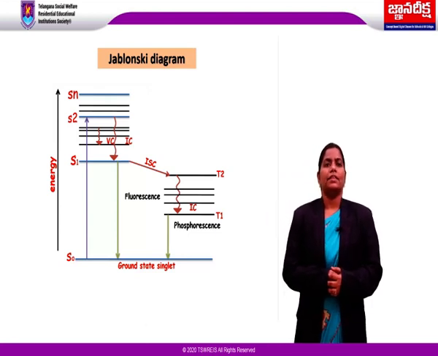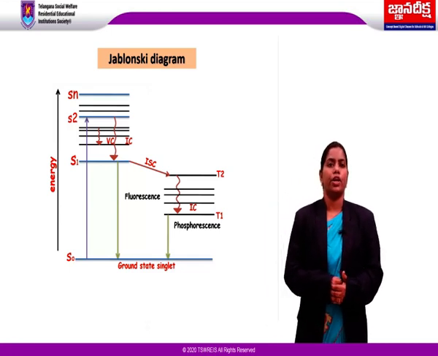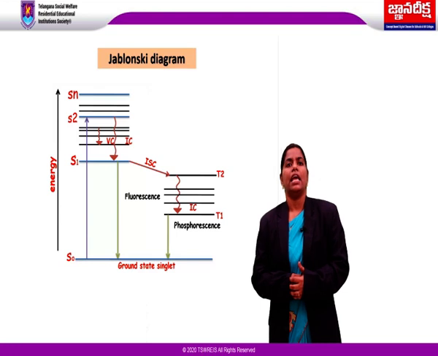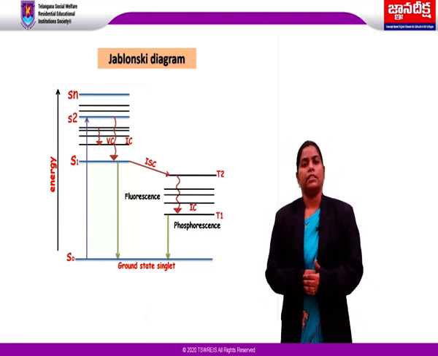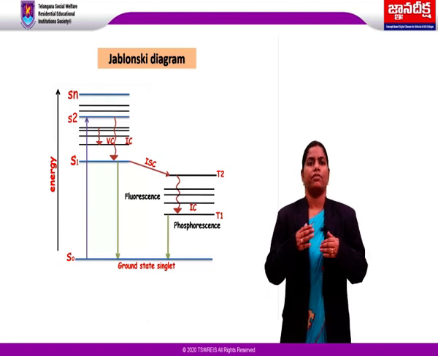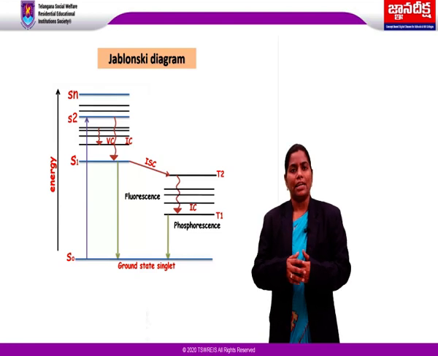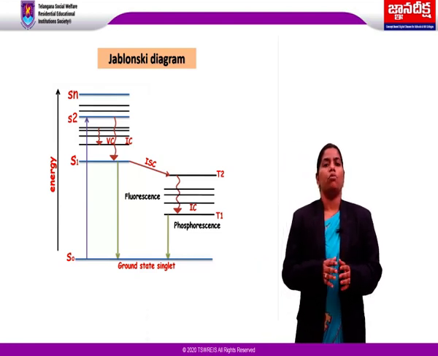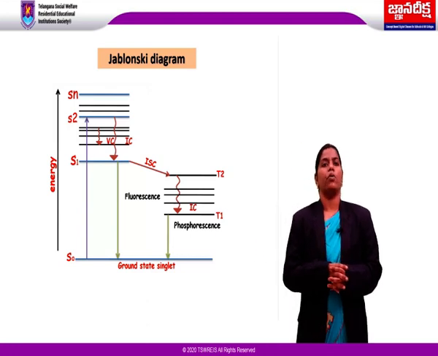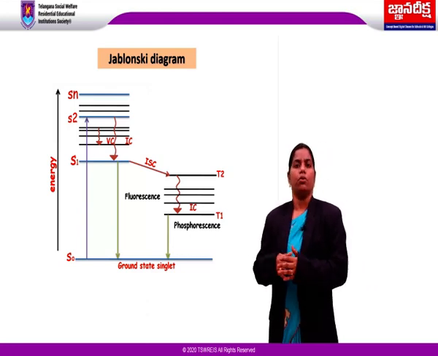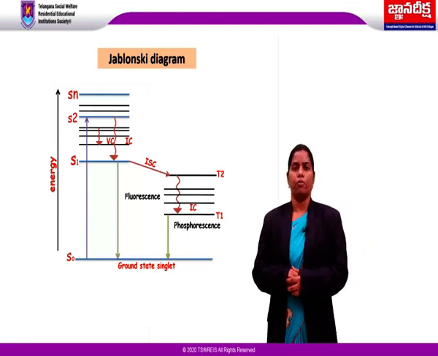Path 3. Some energy may be lost in the transfer from a higher energy singlet state to a lower energy triplet state in the form of heat, and it is called intersystem crossing. This process mainly involves transition between states of different spins, different multiplicity, which means that the molecule has to change the spin of the electron while undergoing transition from singlet to triplet state, and this path is also a non-radiative process.